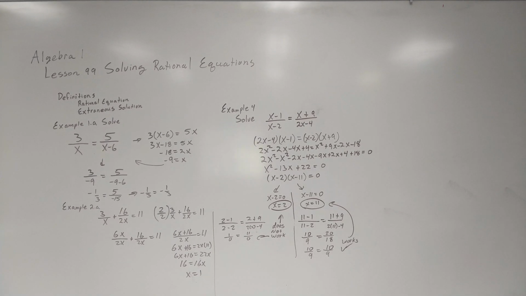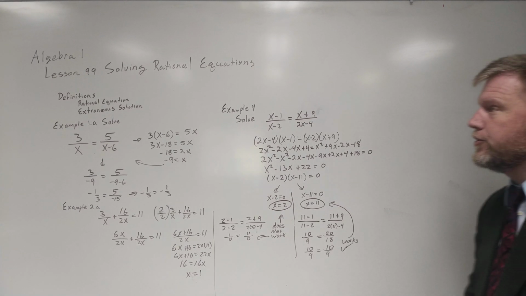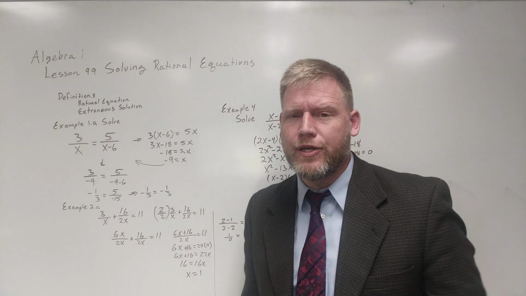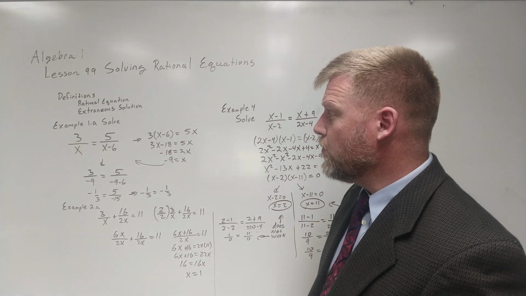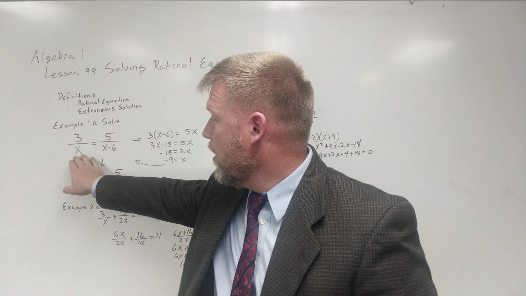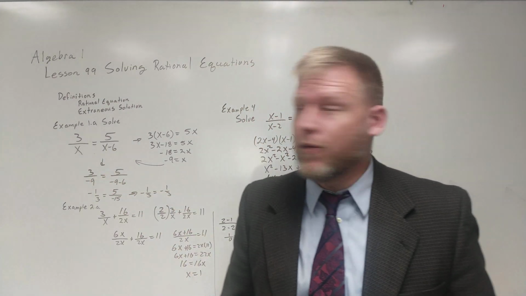Saxon, Algebra 1, Lesson 99, Solving Rational Equations. Now, first of all, we have to remember what a rational equation is. So let's give you a couple of definitions. A rational equation is an equation where at least one of the denominators has a variable in it.